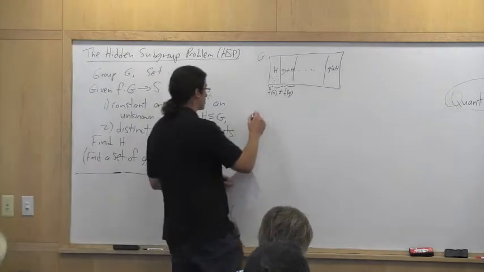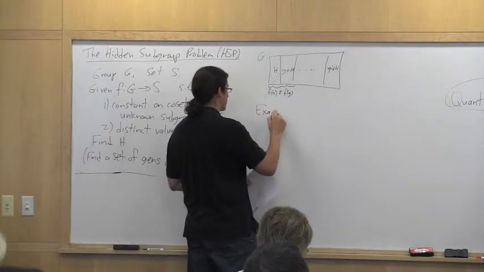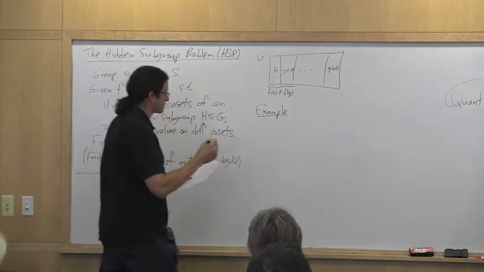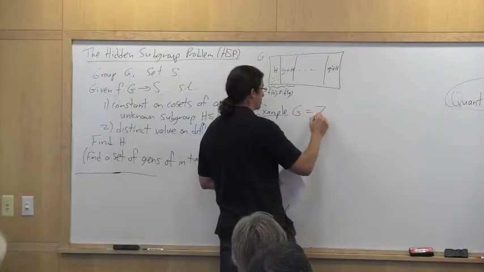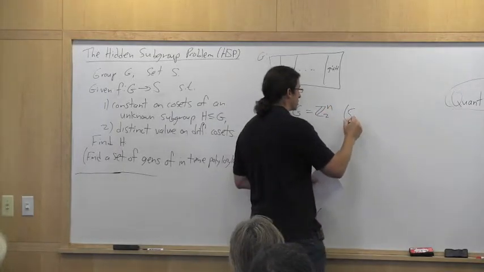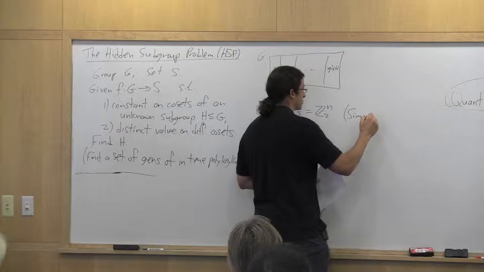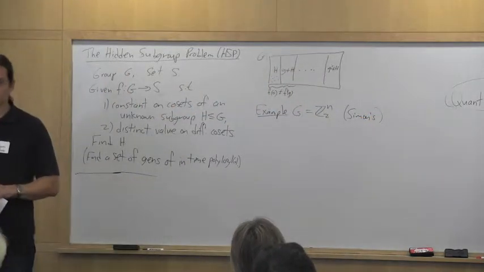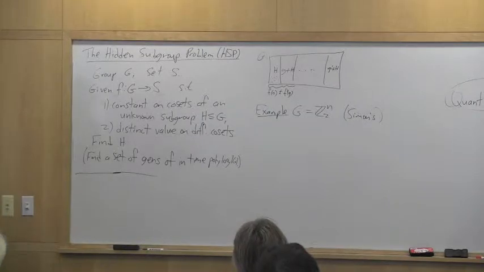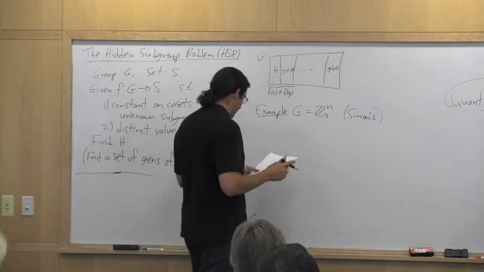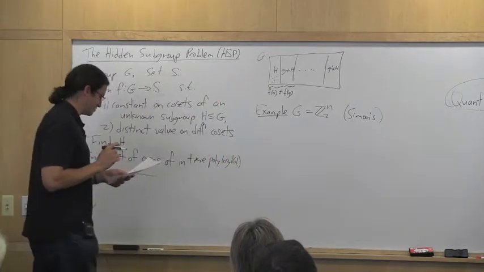So let's start with a simple example. So here's the first example of a hidden subgroup problem. Let's consider the group G being Z2 to the n. So this problem was studied by Dan Simon. So Simon's goal was to show that quantum algorithms can't do anything, and he came up with this problem. It turned out to be the start of a lot of good work.